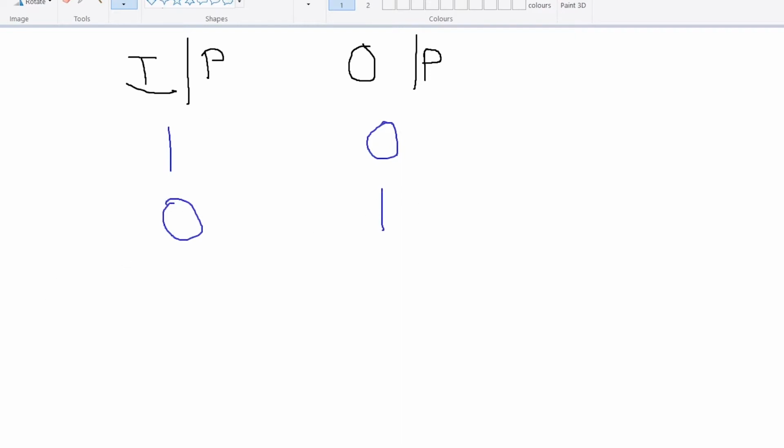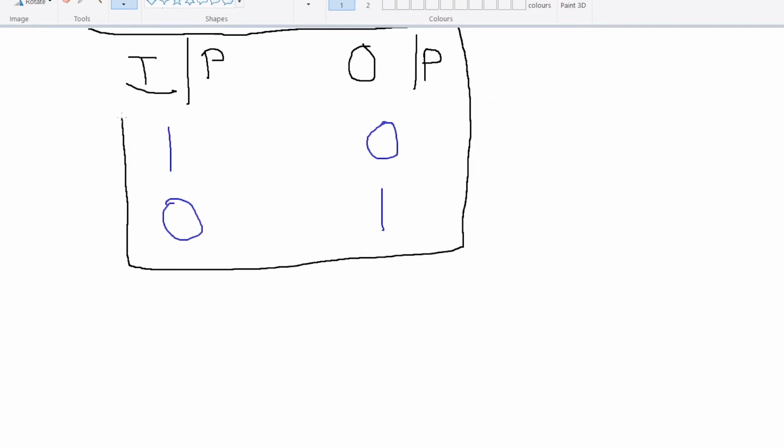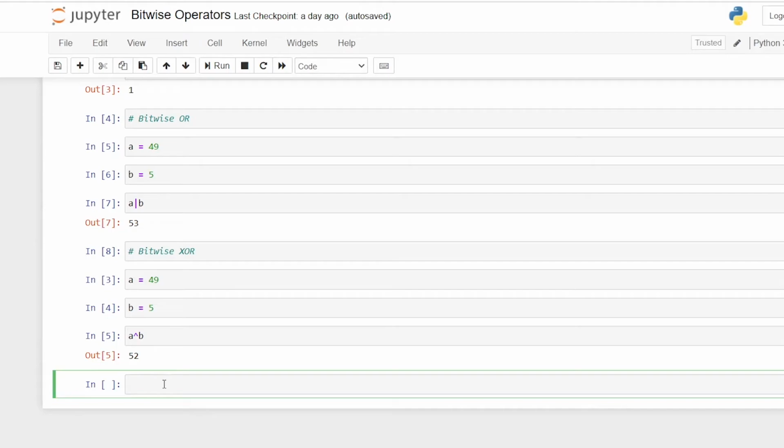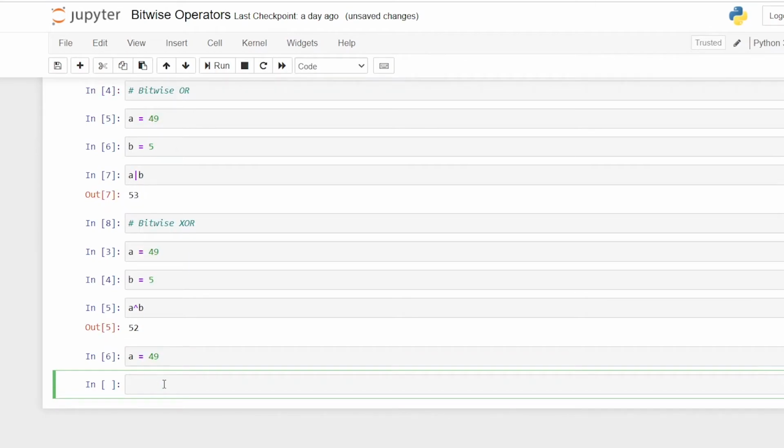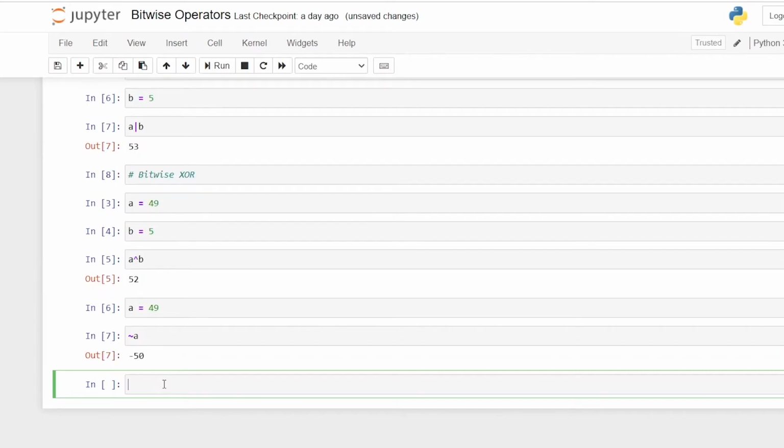So this is what we can find in the truth table of NOT. This is the truth table of the NOT operator. So how do we get that? Let's look at this. If our a is 49, we are just going to use the negation symbol. Here we are getting the output to be minus 50. We'll see how we got this minus 50.